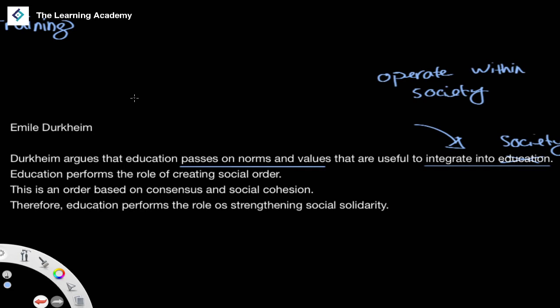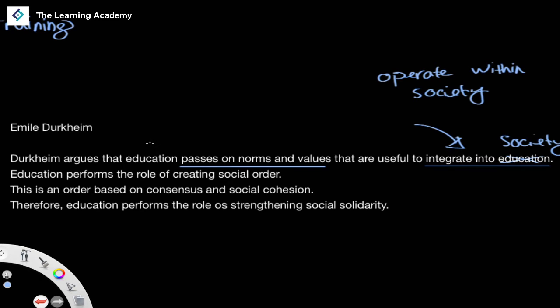So again, we're implying that education doesn't just teach us things for a job in the future. We're not just teaching maths, for example, to go on and become engineers, or teaching biology to go on and become doctors. What we're doing in education is, alongside teaching these educational subjects, like maths and science, also passing on social norms and social values that help us integrate into society.